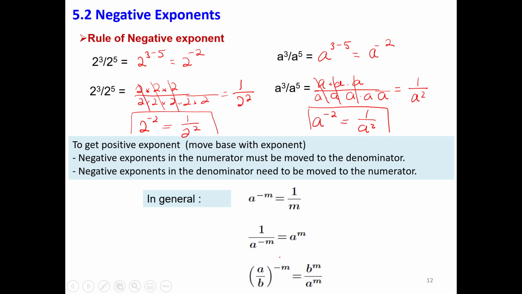Now, if we have the negative exponent in the denominator, to get a positive exponent we just move this one to the numerator.